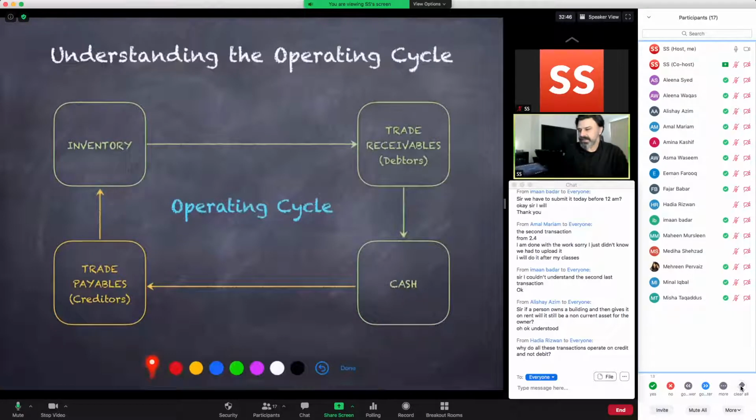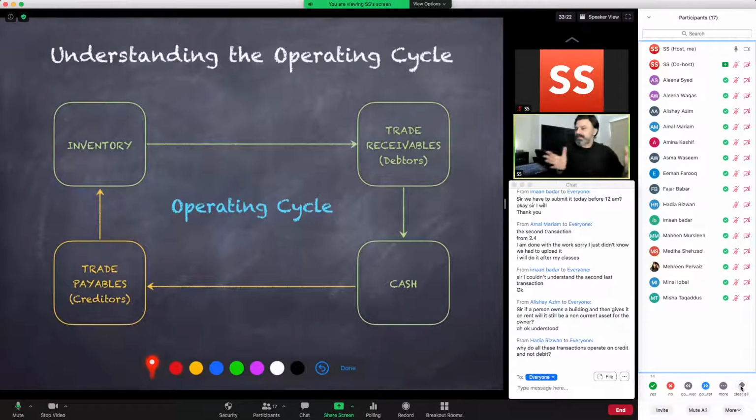Why do all these transactions operate on credit? Okay. Remember, the debit and credit that we are familiar with, they are different from what we are using the term credit here. Over here, the term credit simply means that you have bought or sold goods and you have not settled the debt, or the debt has not been settled. So the credit that we use in the double entry system simply means something else.